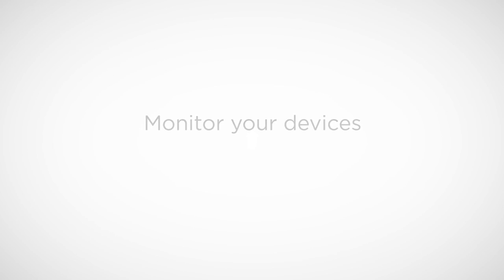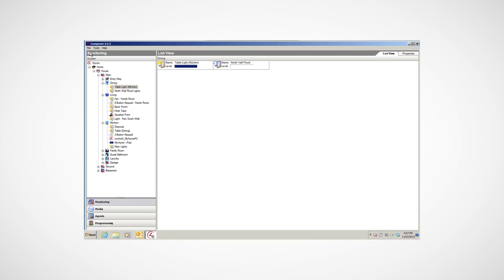When you open Composer HE, the first screen you'll see is the monitoring view. This view displays the project tree on the left side, the List View and Properties tabs, and buttons for the monitoring, media, agents, and programming views at the bottom left.